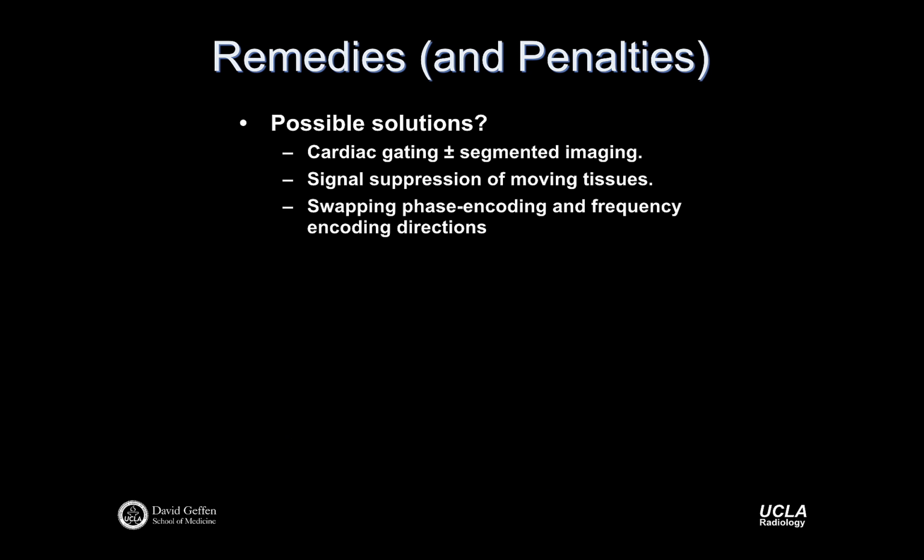Okay, so what can we do about this? Well, we talked about one of these already. One was cardiac gating, synchronizing the imaging system to the heart rate by using the ECG. Holden and I know will give you some examples of sort of how we practically do that. Another possibility is actually methods that will help you suppress the signal from moving or flowing tissues.